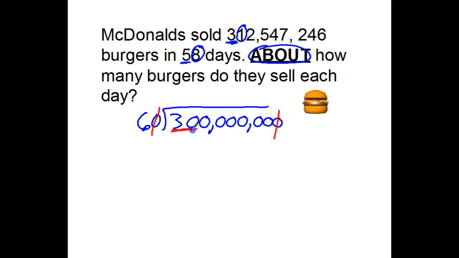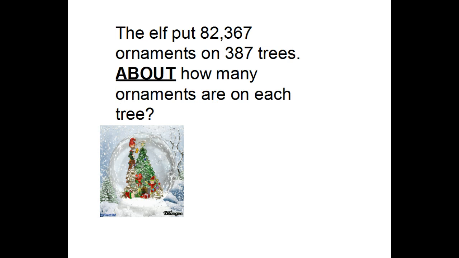How many 6's in 30? 5, and then bring all the rest of the zeros up. 1, 2, 3, 4, 5, 6. Don't bring that one up because we marked him off. Count over 1, 2, 3 spots for my comma. McDonald's sells about 5 million burgers each day. Got to remember, that may not seem reasonable, but they got stores all over the world.